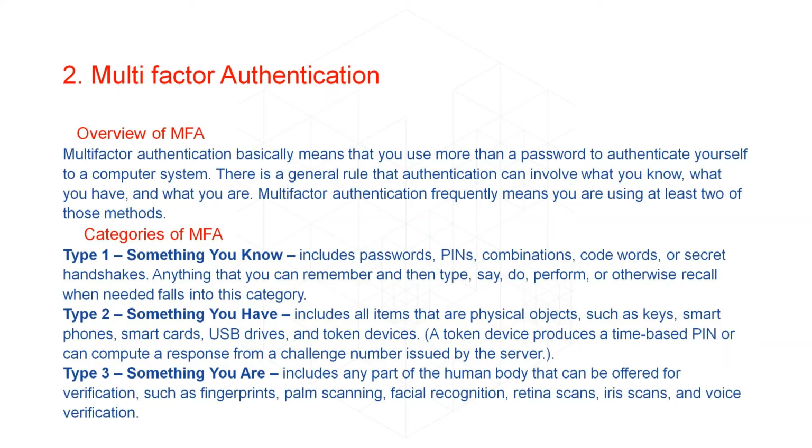The categories of multi-factor authentication are: firstly, something you know, which includes passwords, PIN numbers, combinations, code words, or secret handshakes. Anything that you can remember and then type, say, do, perform, or otherwise recall when needed falls into this category.